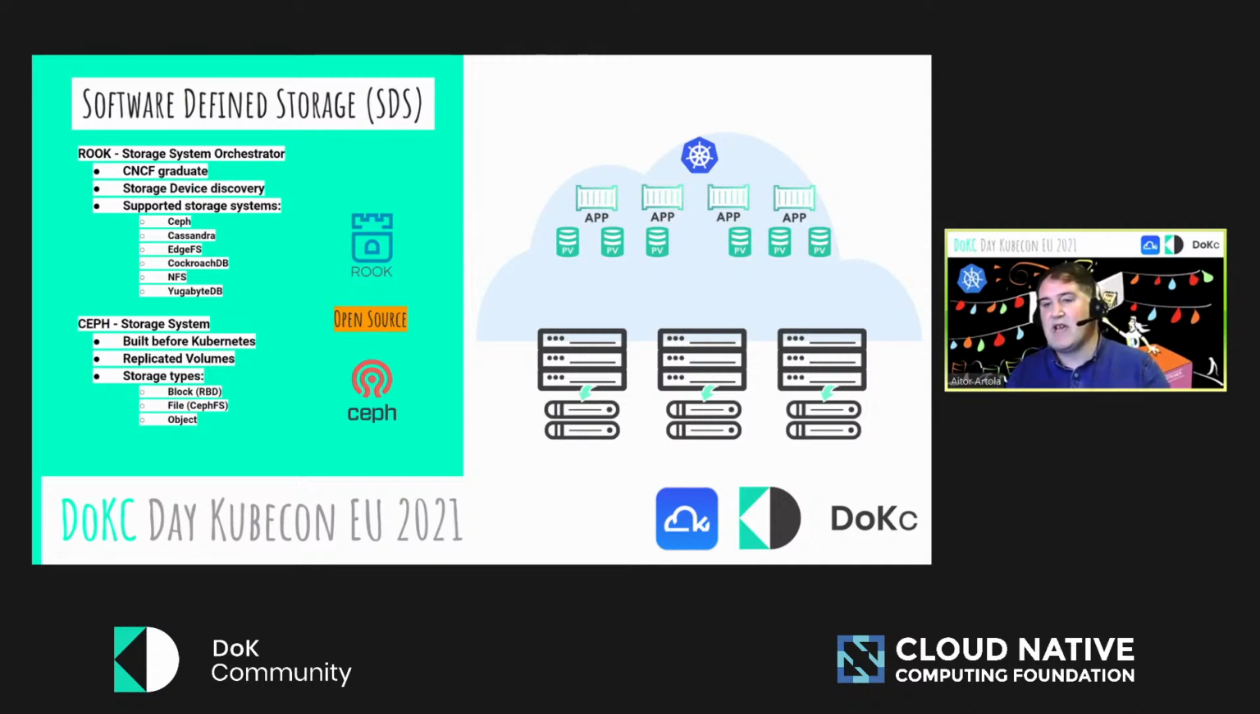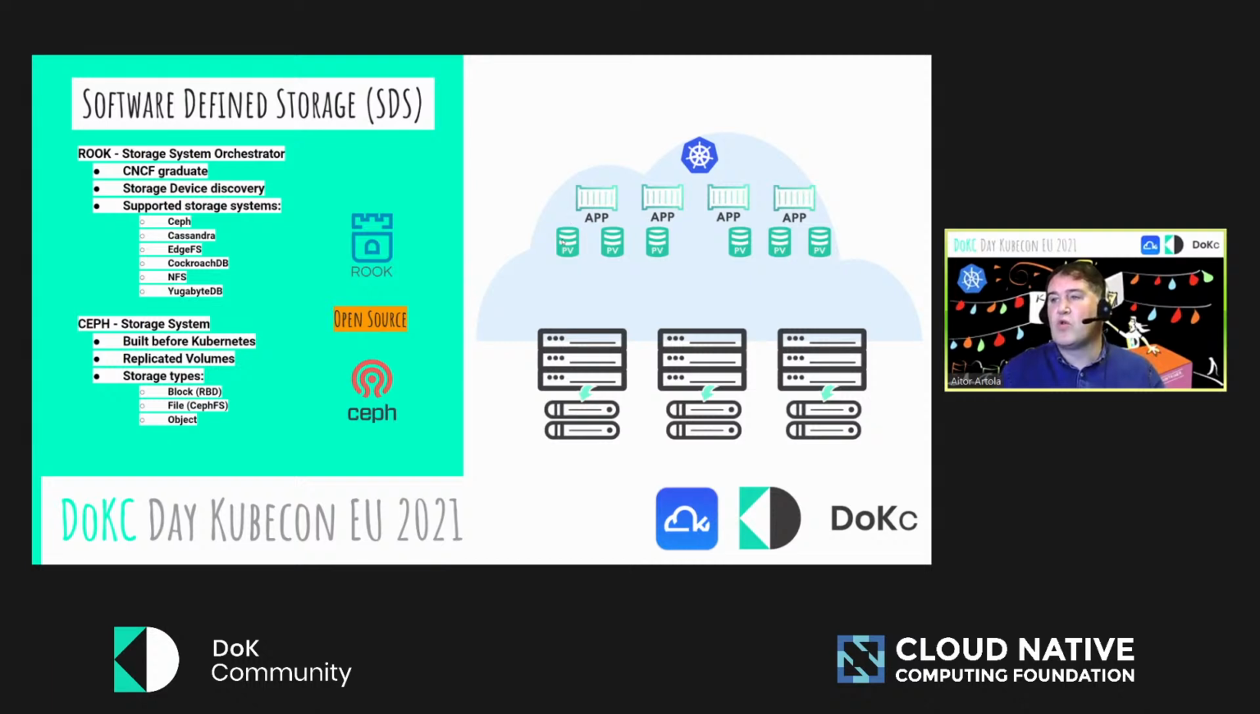So it has replication, but Ceph is much older than Kubernetes. Actually, the first release, I think, was done in 2006. So Rook is the one that integrates Ceph within Kubernetes, okay? And finally, Ceph provides different storage types like block, file, or object. So let's have a look at how it works, right?